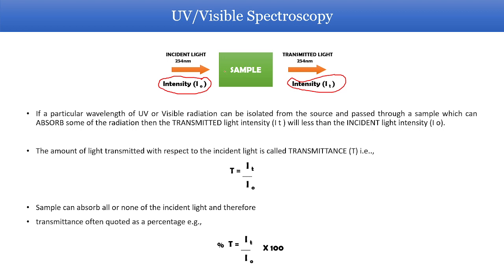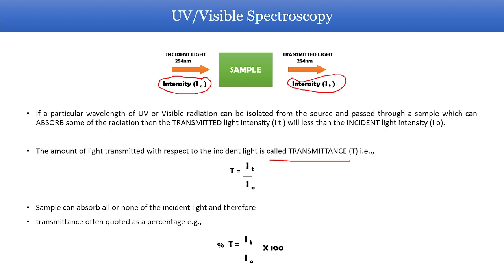The amount of light transmitted with respect to the incident light is called transmittance. So T is equal to IT by I0. If we need to calculate transmittance in terms of percentage, it is IT by I0 into 100. That is transmittance, but what we want to know is mostly about what has been absorbed. There is a very nice relationship between absorbance and transmittance, although they are not directly linked. So how are they linked?